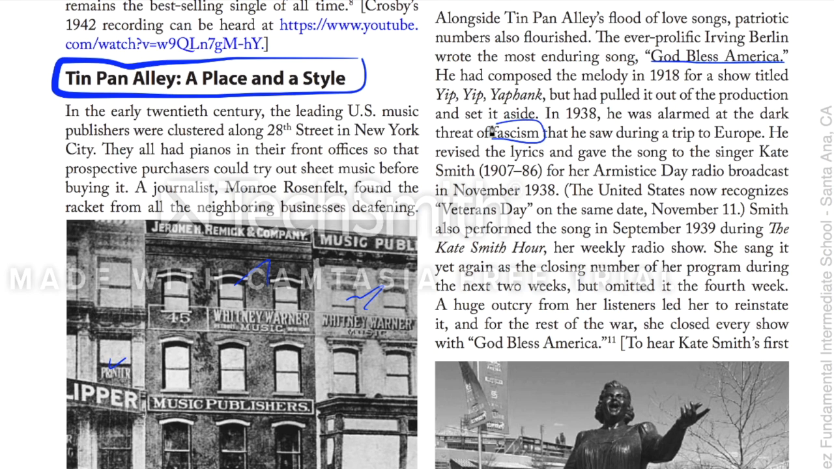Okay, so fascism is when you have one powerful leader who makes all the rules and everyone basically adores and worships that leader. Okay, so basically like Adolf Hitler, right? So this is the rise of fascism in Nazi Germany.